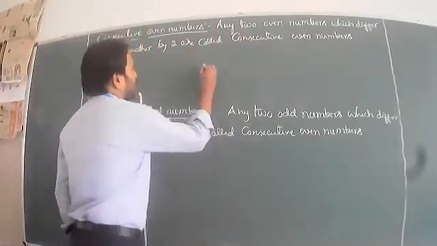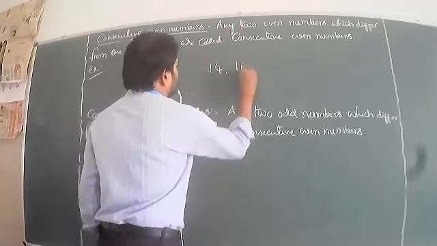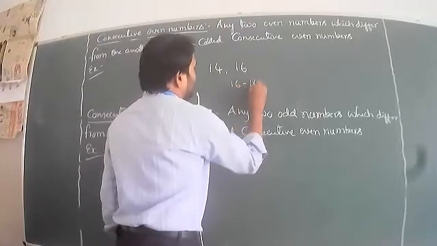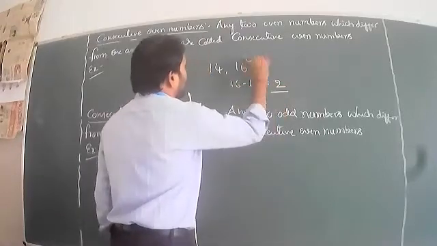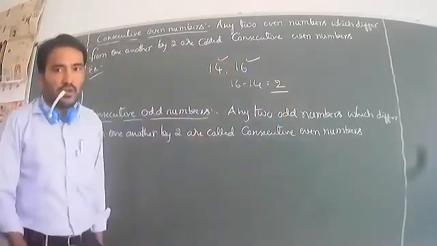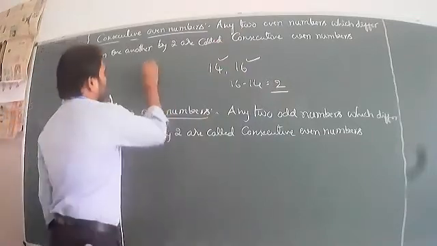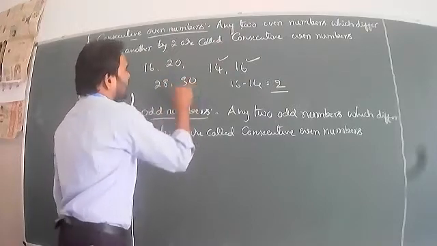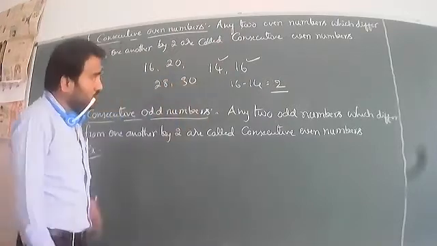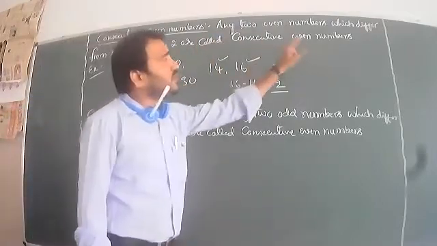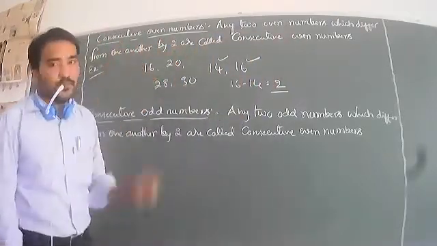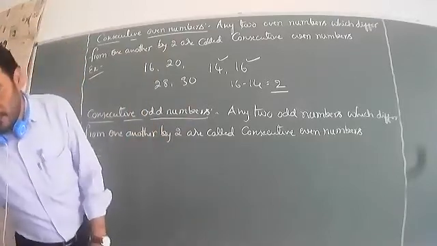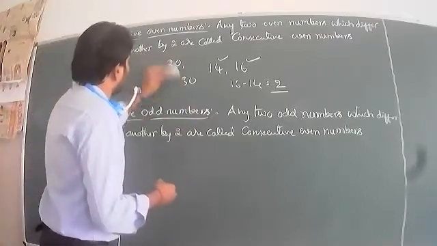Take the even numbers 14 and 16. These are consecutive even numbers, which differ by 16 minus 14 equals 2. But what about even numbers like 16, 20, 28, 30? These are just even numbers. For consecutive even numbers, we should write any two even numbers which differ from one another by 2.